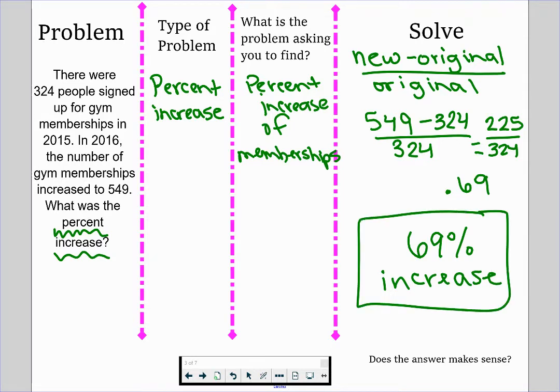And then if you think about your answer, it's always good when you're doing a word problem to say, does that answer make sense for what I'm dealing with? If it went from 324 to 549, you can think it almost doubled. So it went up by over half of what it was. So just thinking, does that percent actually match what numbers I was dealing with?